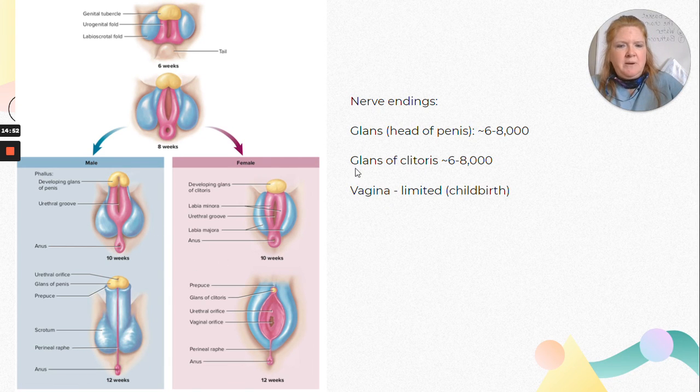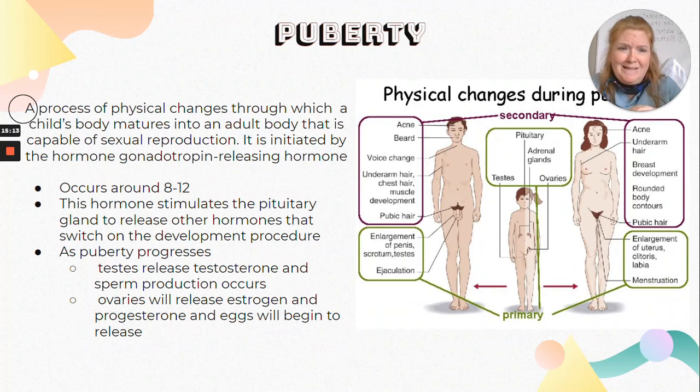So remember we talked about before, the clitoris has 6,000 to 8,000 nerve endings in the glans of the clitoris, the same number in the head of the penis, which is also called the glans. Now, also, the vagina has a very limited number of nerve endings, and that's really so that childbirth can happen. So it's not as painful. Not that it's not painful, because it is.